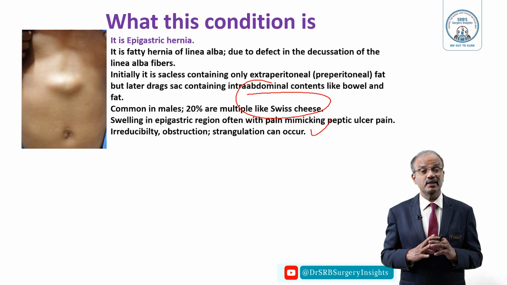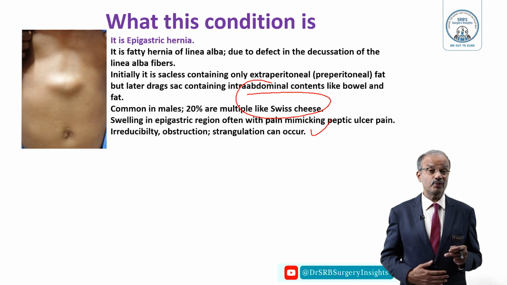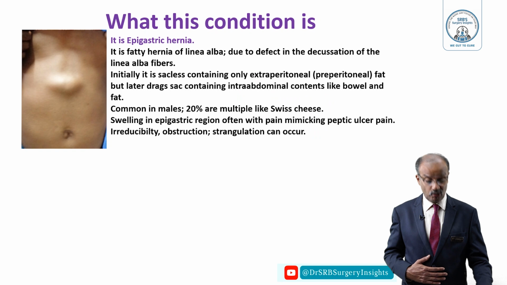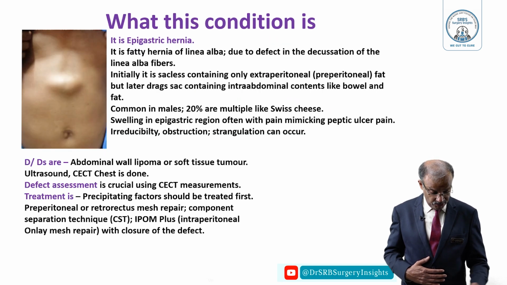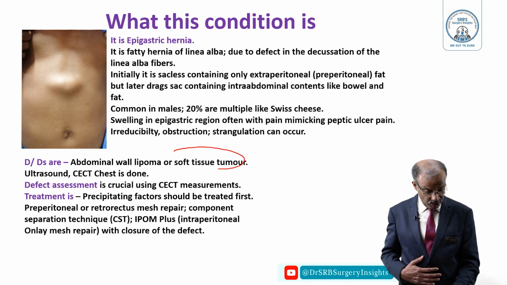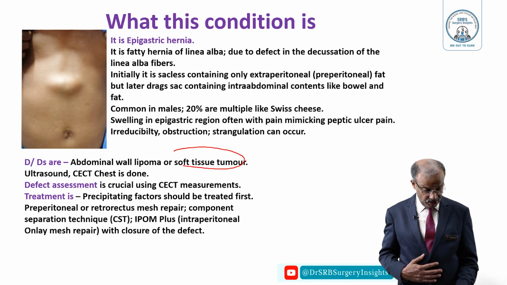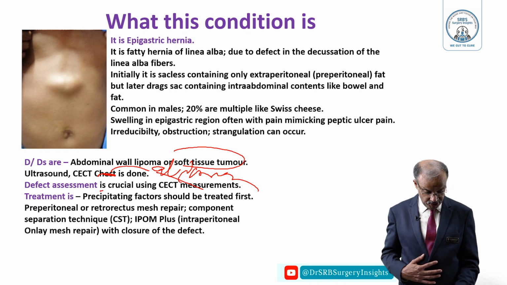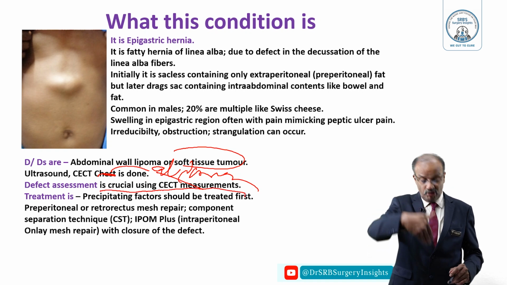Take a detailed history of pain: whether there is heartburn, whether there is a hunger pain, whether there is a pain related to after taking food. In such a situation, it may be due to peptic ulcer disease, and you have to do gastroscopy to evaluate or rule out the existence of peptic ulcer disease. So the differential diagnosis is abdominal lipoma or soft tissue tumor. I already told, ultrasound, CT abdomen is done. Defect assessment is very, very crucial in this patient. Remember, the defect, always I said, measure horizontally.